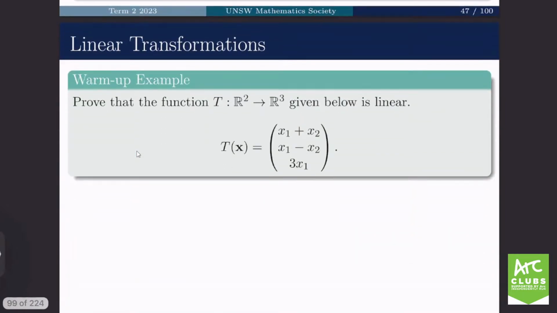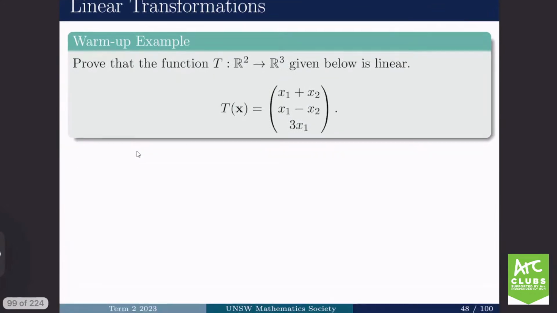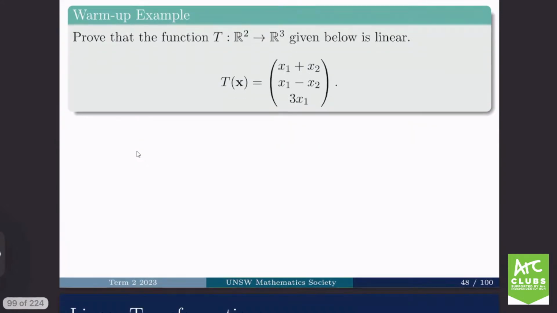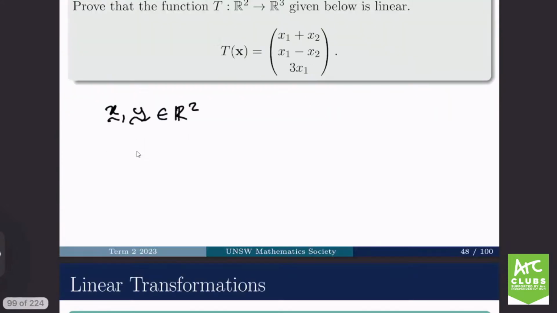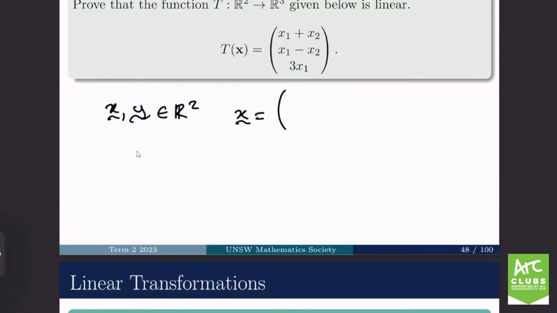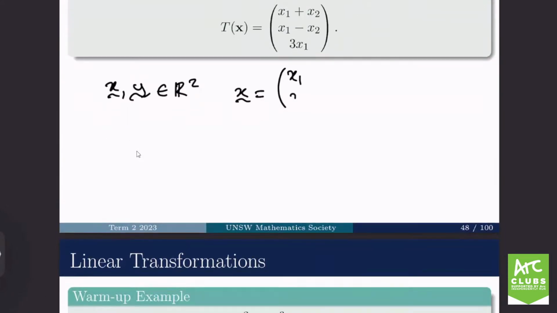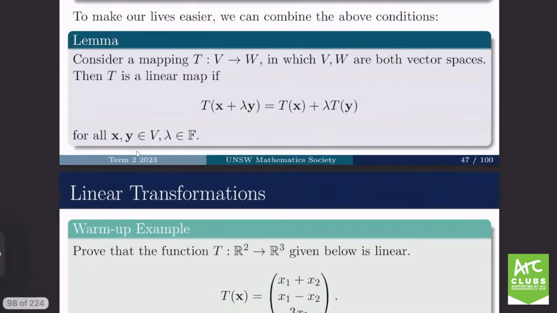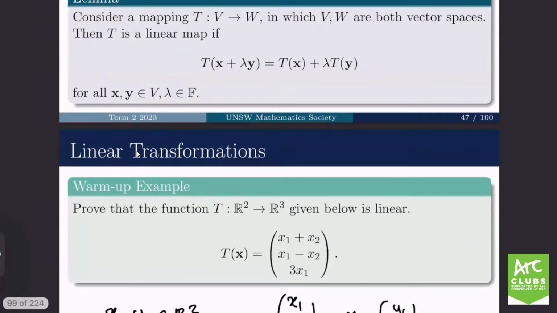Now, I guess a sort of warm-up example for us would be to test whether this function below is linear, so prove this is linear. Now, in order to do that, all we have to do is consider two vectors, x and y, that are part of our domain, okay? And so we'll say, okay, x equals (x1, x2) and y equals (y1, y2). And then the question is, if lambda is a real number, where is T(x plus lambda y) mapped to? What does that equal to? And more importantly, does it equal T(x) plus lambda T(y)?